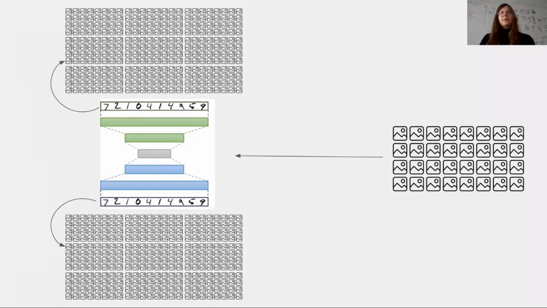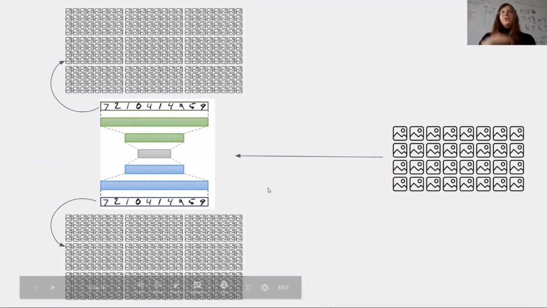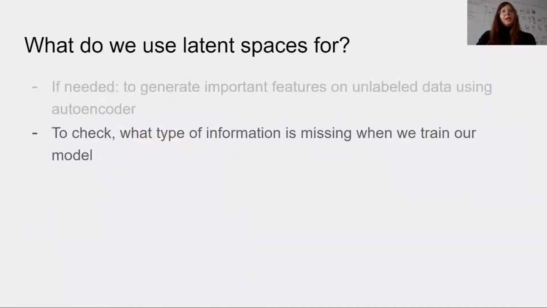To me, personally, using this knowledge on how to extract important features bears some resemblance to transfer learning, because we can share the learned representations for the classification that we do on our client's data later on. That's one purpose of latent spaces, and one place where we can use it, and we actually do so very often. And the second one is when we want to check what type of information is missing when we train our model.